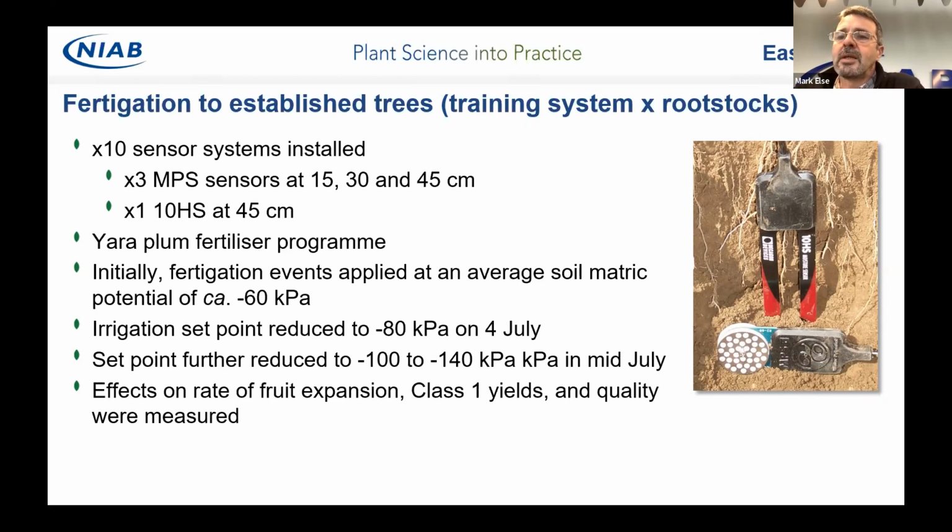And initially we irrigated when the average soil matrix potential reached a value of -60 kilopascals. And you can see there, as we go through the season, we gradually reduced the irrigation set points. So we were irrigating at different points. I'll explain a little bit more about that in the next slides. And then, of course, we were wanting to see what effects this fertigation strategy had on fruit expansion, yields, and also, of course, fruit quality. Okay, next slide, please.